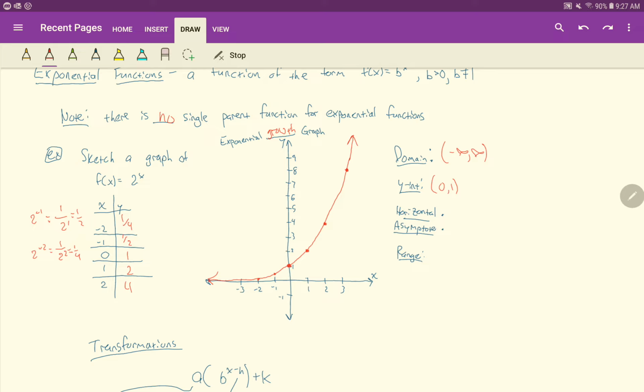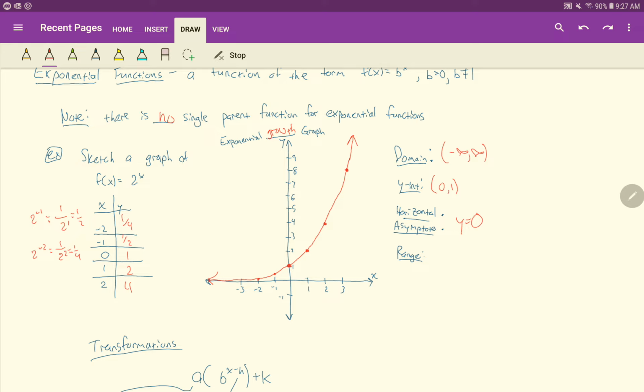Horizontal asymptote. Now, if you look here, as we go to the right, we're going to infinity, so there's no horizontal asymptote there. However, as we go to the left, what y value are we approaching? Well, if you look here, we go from here, then to here, then to here, then to here. We're going to stay positive, but we're going to approach 0. So we have a horizontal asymptote at y equals 0. And of course, that asymptote will shift up or down if we're transforming up or down. We do have y equals 0.